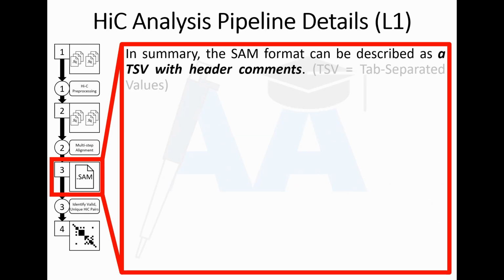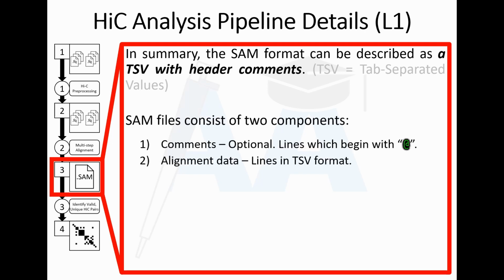The SAM file format can be described as a table with header comments. That is to say, a SAM file consists of two parts, a comments section and a data table. The comments section consists of lines which begin with an @ symbol and are typically used to record metadata, such as the details of the alignment procedure which was used to derive the alignment data. The data table contains the alignment data itself in a TSV format.